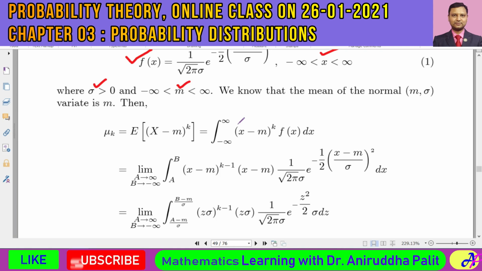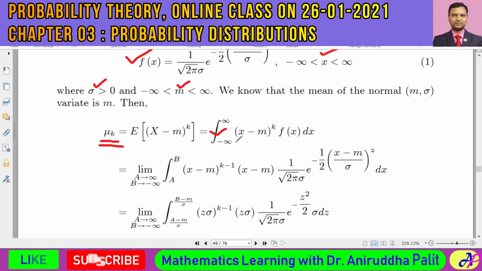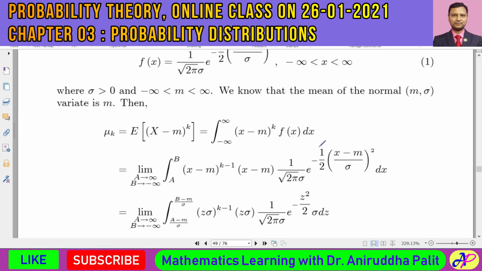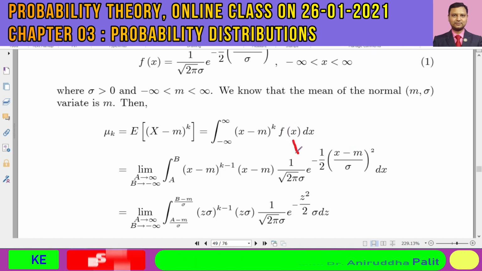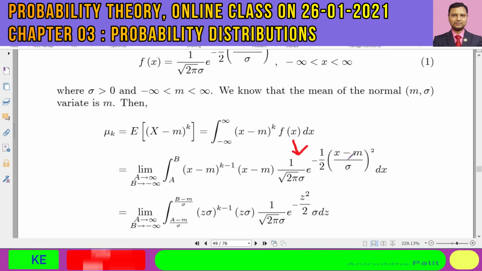So over here, the kth central moment mu k is equal to the expectation of (x minus m) whole to the power of k. And in terms of the integral formula, we can write it as the integral from minus infinity to infinity of (x minus m) whole to the power of k times f(x) dx. Okay. And over here, if we put the expression of f(x), it would be 1 by root over 2 pi sigma, e to the power of minus half ((x minus m) by sigma) whole square.